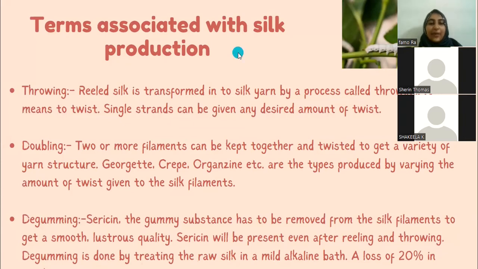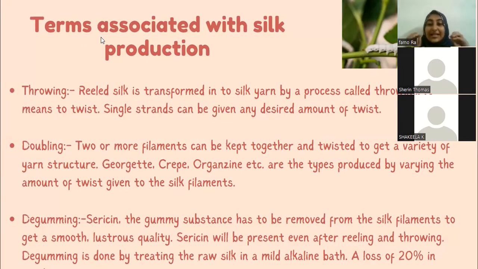So there is organza. All these materials, depending on the twist, or how these silk fibers were twisted and how the yarns were prepared, these types of materials are formed. That is georgette, crepe, organza, etc. Even taffeta, etc. are all different types of silk depending on the type of yarn.